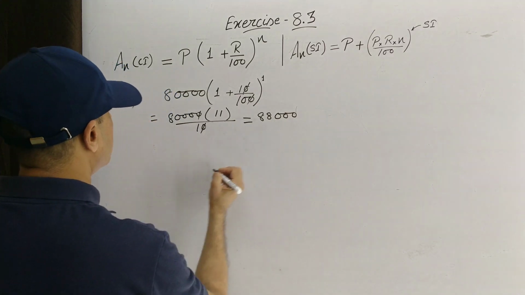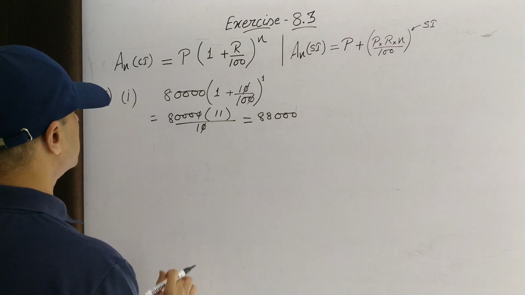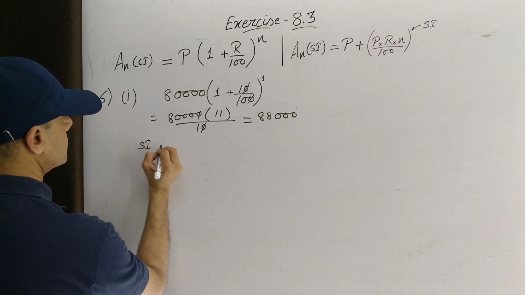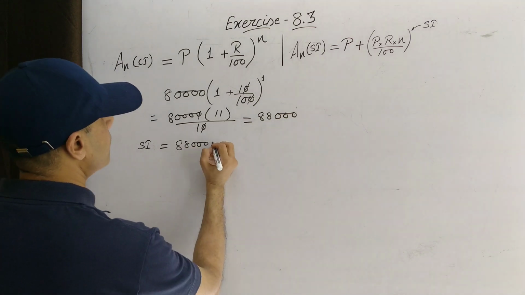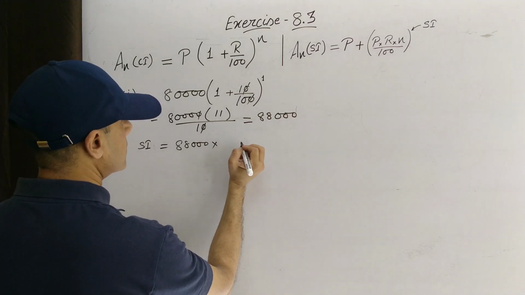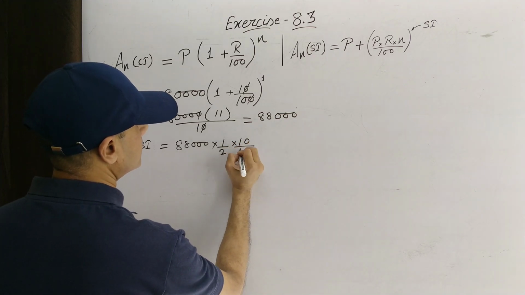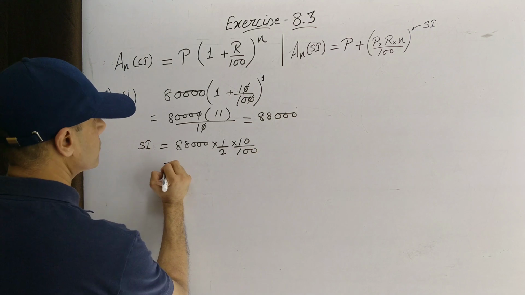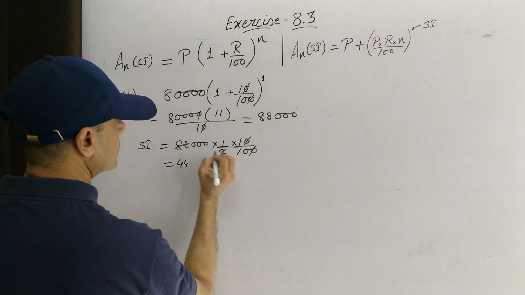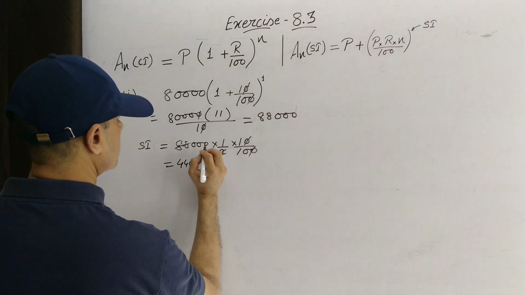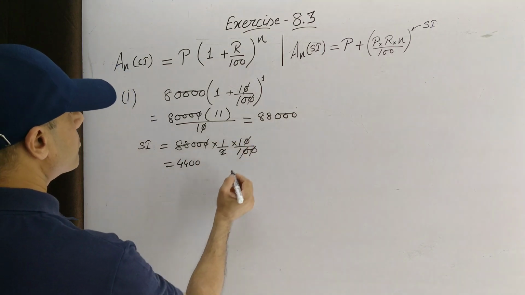Now, we have to calculate on this principal amount interest to be paid for the rest 6 months, that is half year. So simple interest on principal amount, that is this one, 88,000 for 6 months, that is half year. Rate of interest is 10%. This will be equal to 4,400.